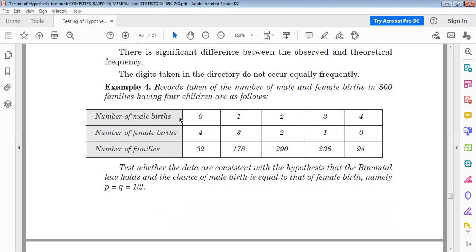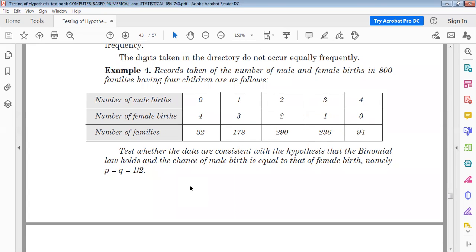Okay, so number of male births 0, 1, 2, 3, 4. Number of female births 4, 3, 2, 1, 0. And number of families what? These types of family 32, and these types of family 178. These types 290. Male baby and female baby. Okay, so 31 types 236 and 4094. That means no female birth. These types of family are how many?